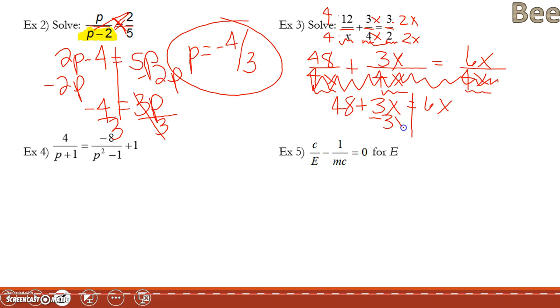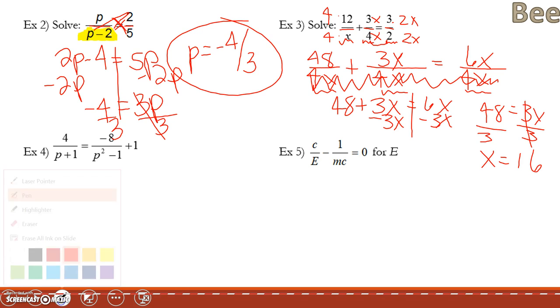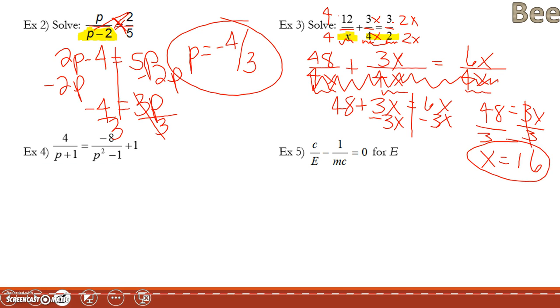To solve this, I need to subtract over 3x. So I now have 48 equals 3x. I divide by 3, and I get x equaling 16. And so I look at just the denominators, and there's an x in this denominator. If I would plug 16 in for that x, it would not give me 0. The other denominators do not have any x's in them, so it doesn't matter. So my answer is 16.